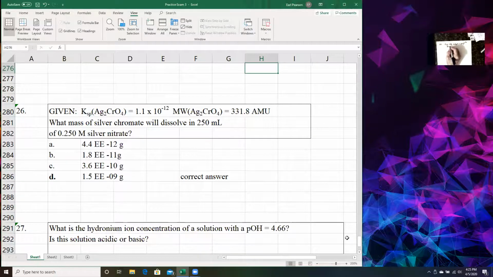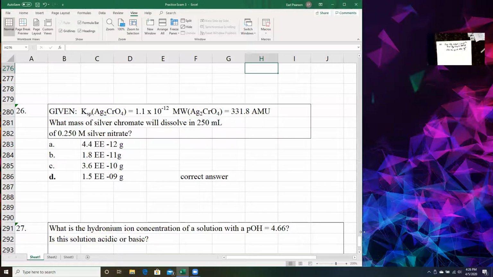Molecular weight of Ag2CrO4 is 331.8. And we've got 250 milliliters of 0.250 molar silver nitrate. So I'm just going to look at the silver ion.